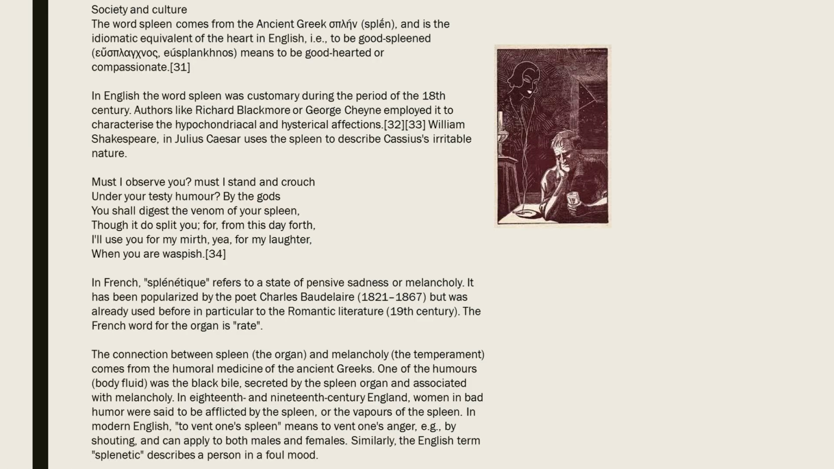So the word spleen comes from the ancient Greek of splen, and it's the way we talk about the heart as having different feelings, positive feelings and negative feelings. Same is believed in with the spleen. The French refer to it as if you're pensive or you're sad or you're melancholy. And this idea of the connection between the organs and your temperament comes from the humoral medicine of the ancient Greeks and the sort of 4 humours that some of you would have or will be studying in history.